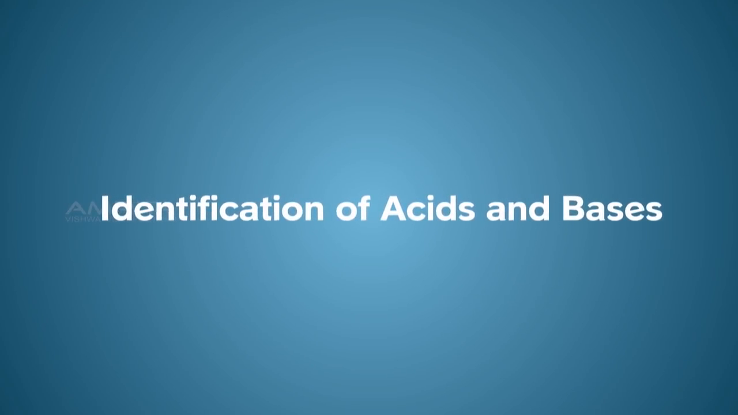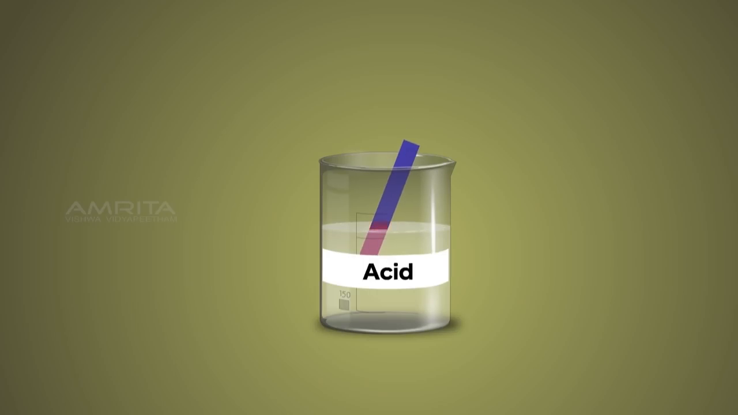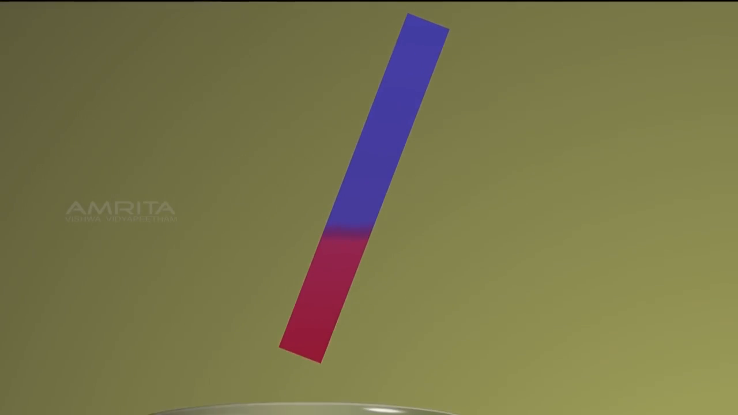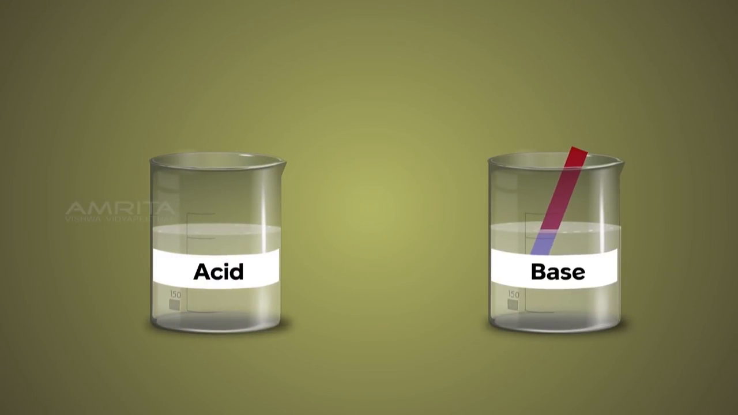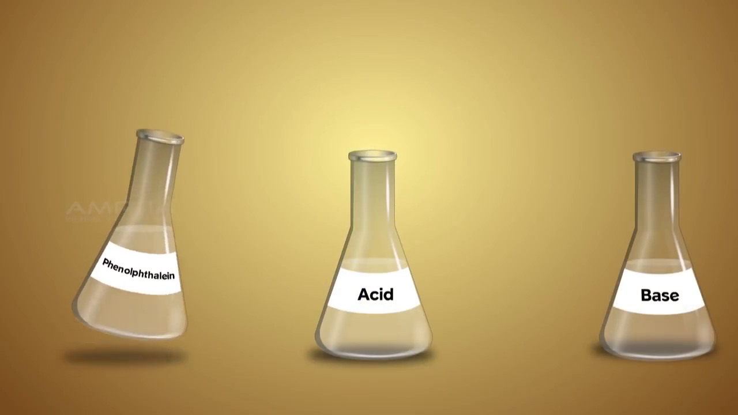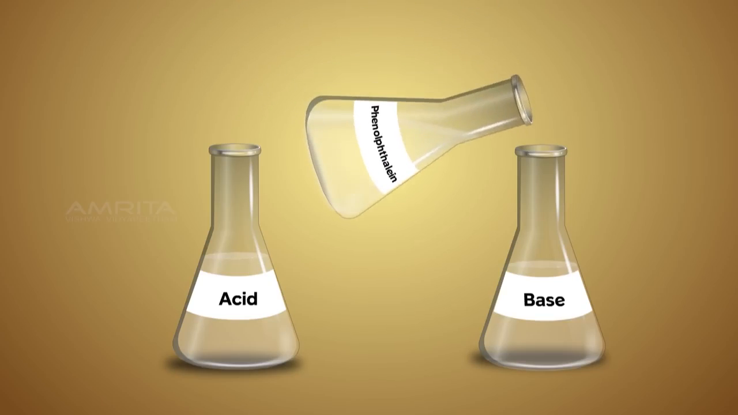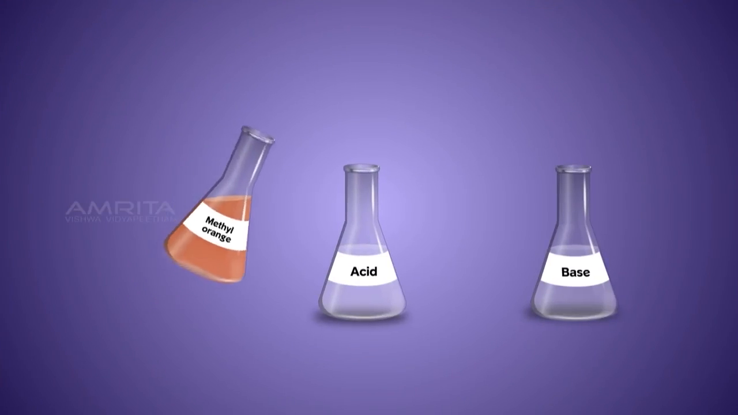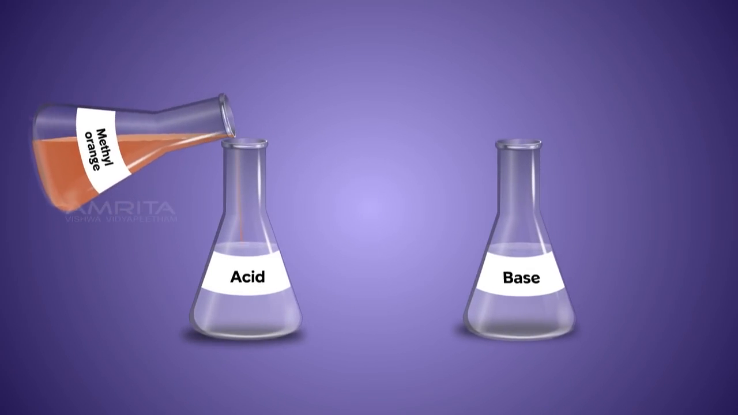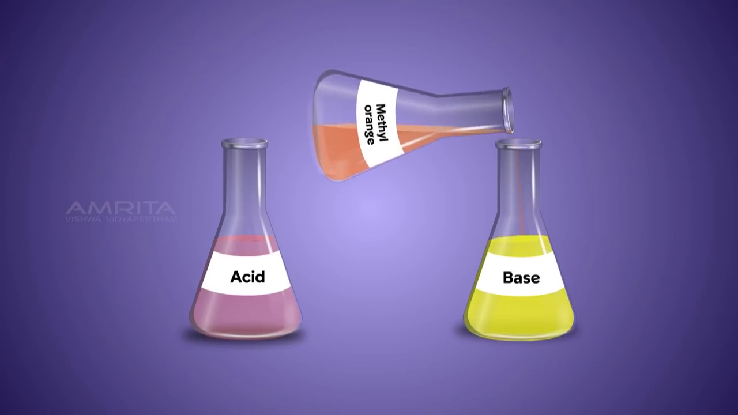Identification of acids and bases. When a blue litmus paper is dipped in acid, the color of litmus paper changes from blue to red. When red litmus paper is dipped in a base, the color of the litmus paper changes from red to blue. Phenolphthalein turns colorless in acids, whereas in bases it shows a pink color. Methyl orange in acids gives a red color, and in bases it gives a yellow color.